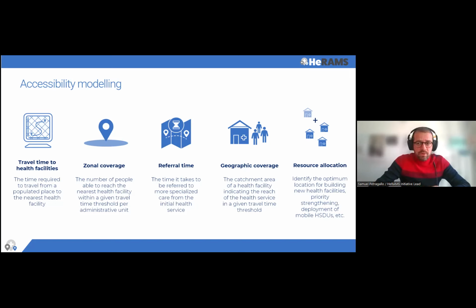Which are the areas where we should be building new health facilities? Which are the facilities we should be reinforcing first? Where do we need to deploy mobile clinics, and so on and so forth, with always in mind or in view of increasing our coverage as much as possible.